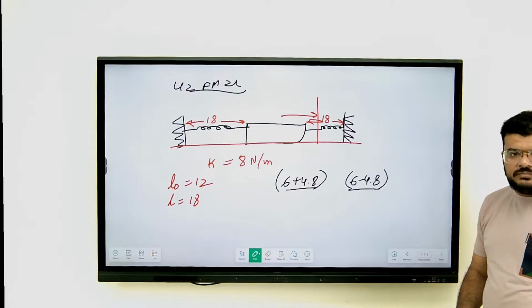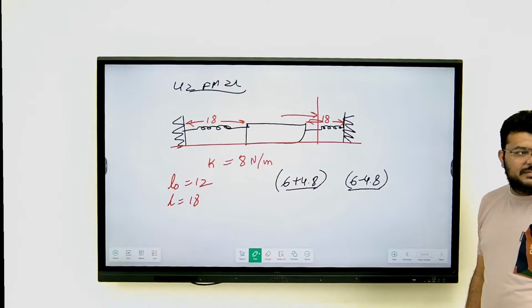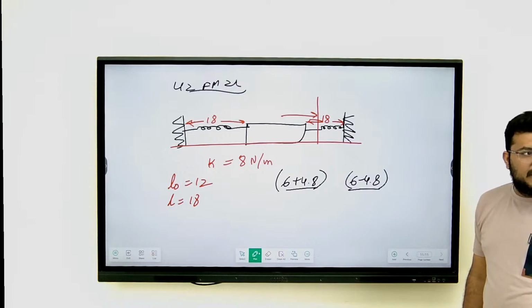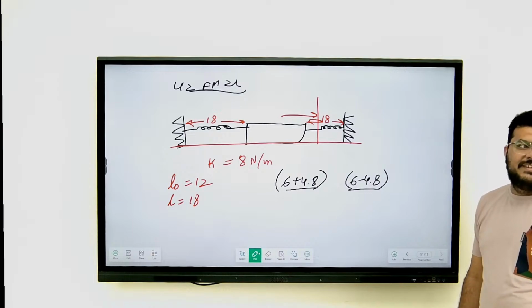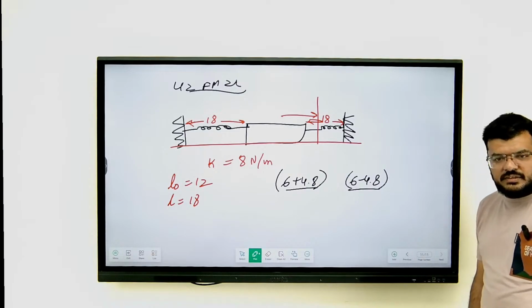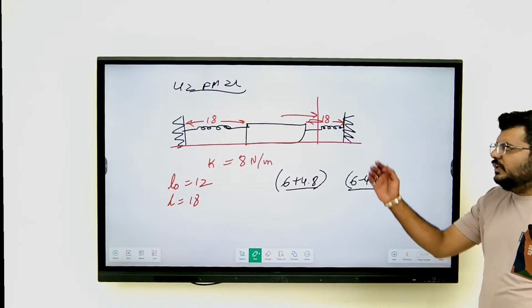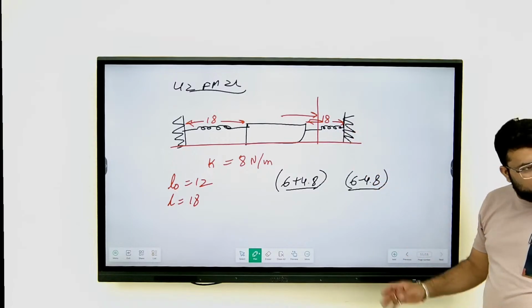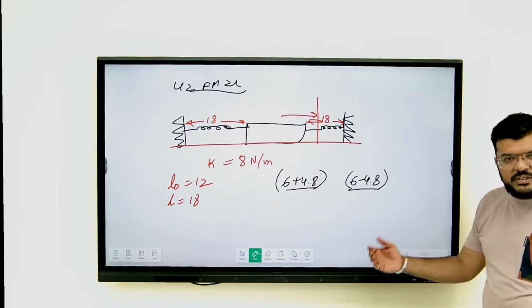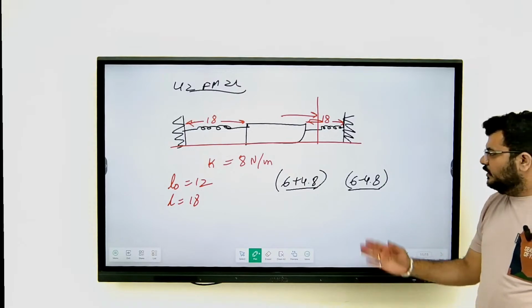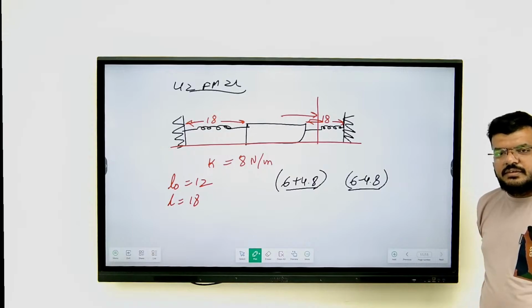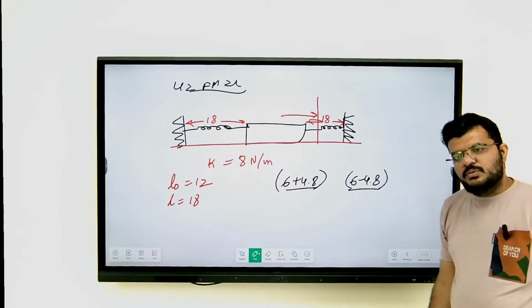Why? We should add. Why should we add? Because we are finding the total length of the spring. But what will that give you? That will give you 36 minus 30. So we added.